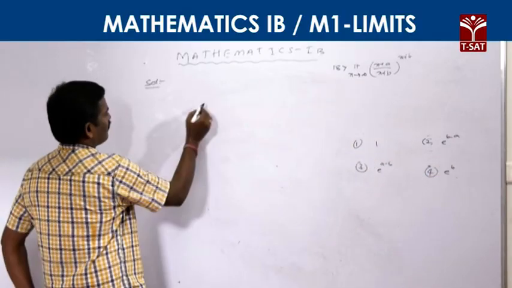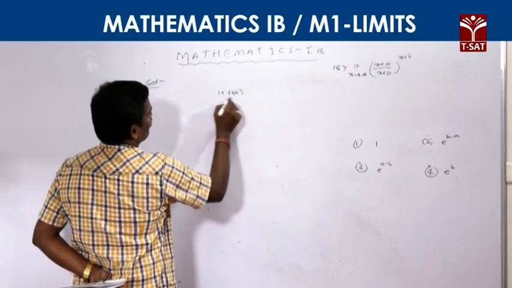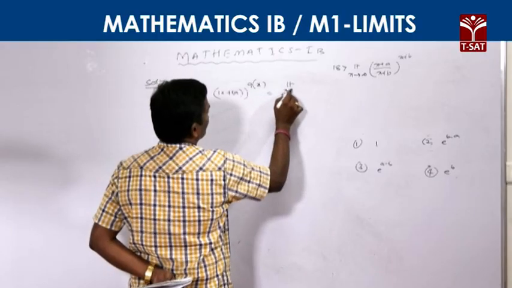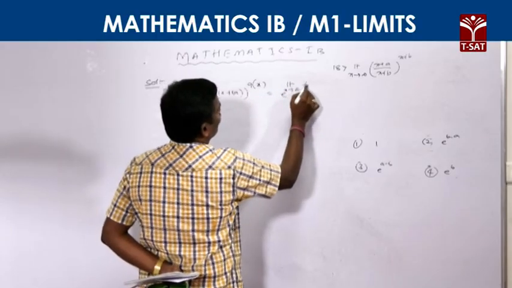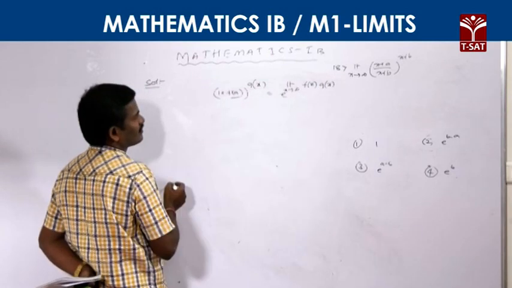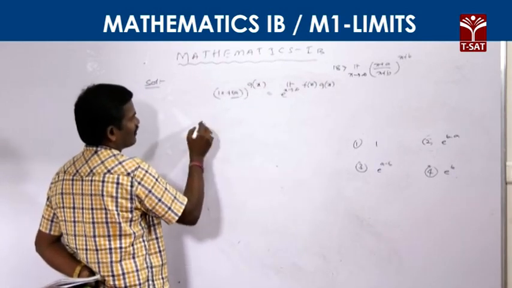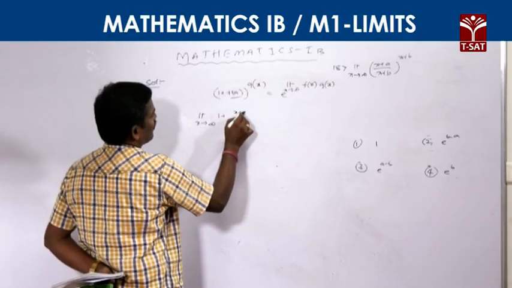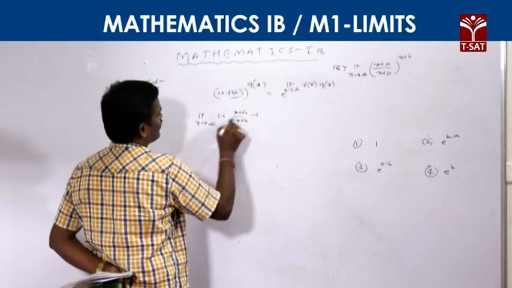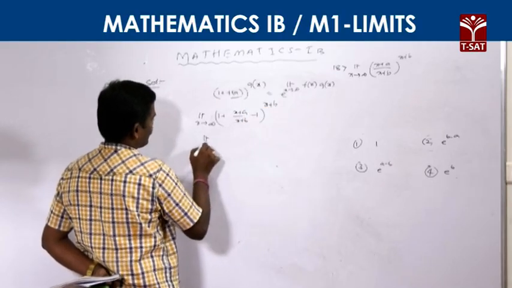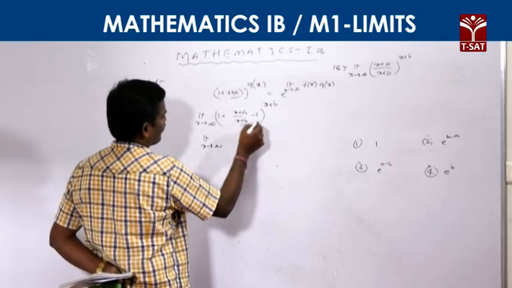So this question is of the standard form 1 plus f of x to the power g of x. For this, the answer is e power limit as x extends to infinity of f of x into g of x. So we first need to get f of x. That is not in the standard form, so first we need to add and subtract 1. So limit as x extends to infinity, (1 plus (x plus a by x plus b) minus 1) power x plus b. So here this one is f of x.